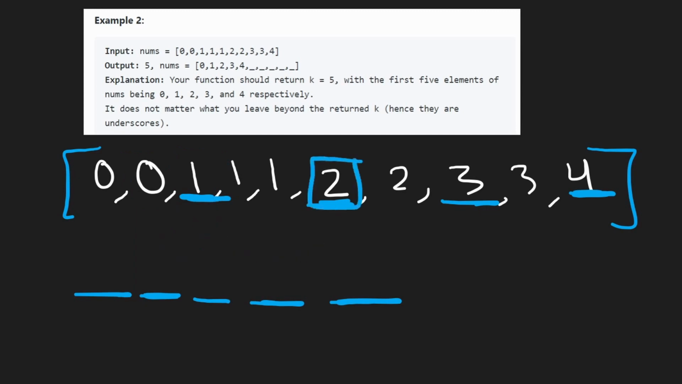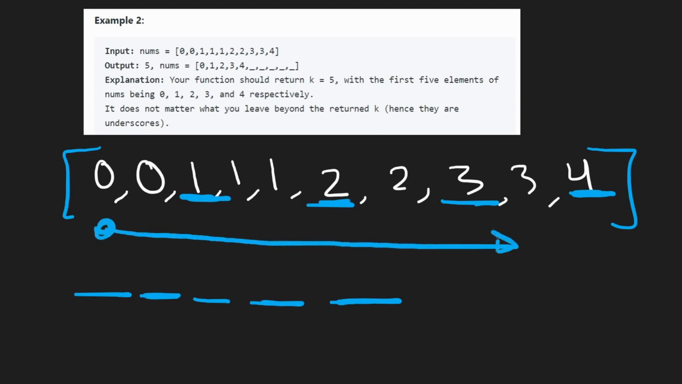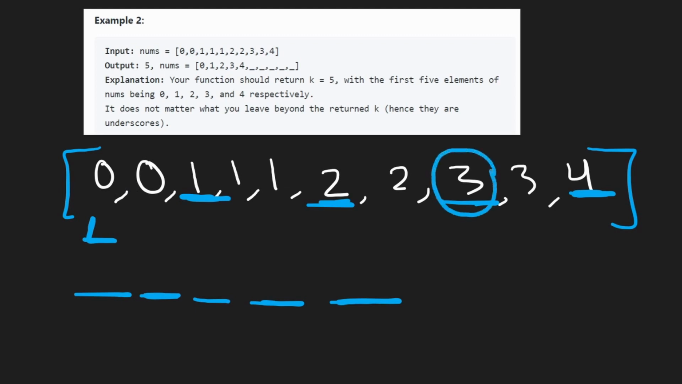So what we're realizing is it'll be good for us to go ahead and scan through the array with a single pointer, but it'll also be good for us to have a second pointer. We can call it the left pointer, which is going to tell us next time we see a unique value, such as let's say 3, where are we going to put it?